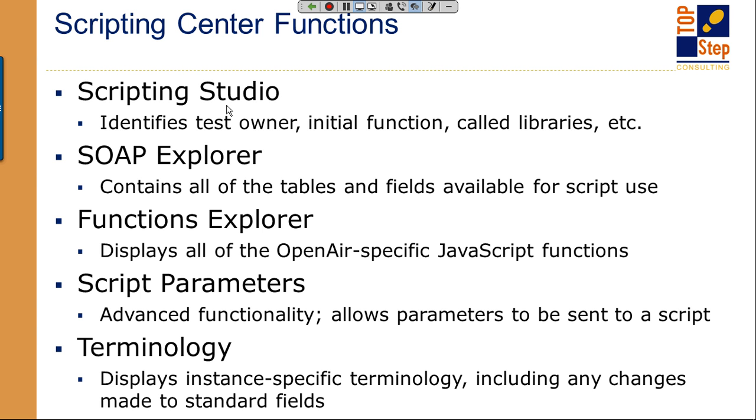The Scripting Studio, which is where the general script information goes, identifies the test owner, the initial function, what libraries you're calling, etc. The SOAP Explorer shows all of the tables and fields that are available for script use in the database. Okay? So it uses the SOAP protocol to show you everything that's in the database, all of the tables and all of the fields that are available within each table.